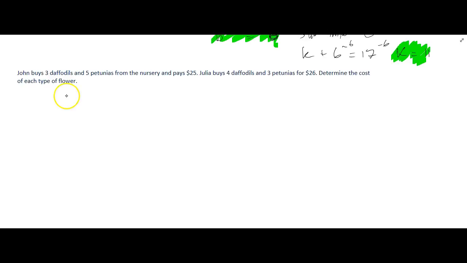So let's start out by defining our variables. D is the cost of a daffodil. Okay, so we're talking about costs. John buys 3 and Julia buys 4. Cost of a daffodil, sorry, 1 daffodil. P is equal to the cost of a petunia.